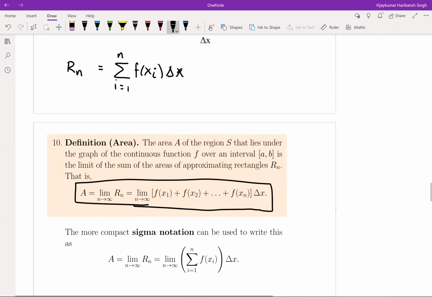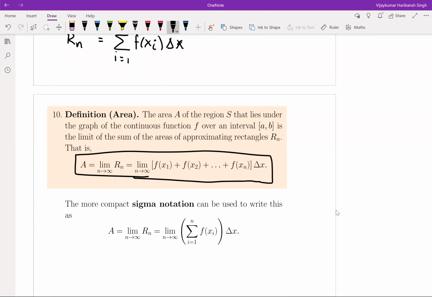And then in sigma notation, which is a summation notation, it's more compact. That's why we are using it: the limit as n goes to infinity of the summation i going from 1 to n of f of xi delta x. So this is how this one goes. So let's do a problem now.